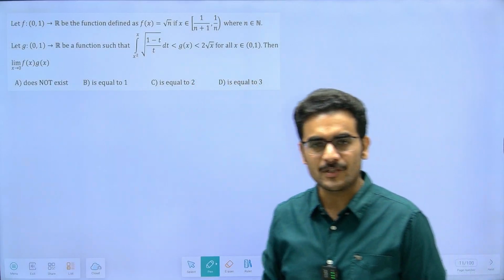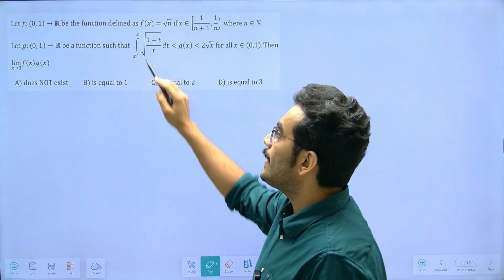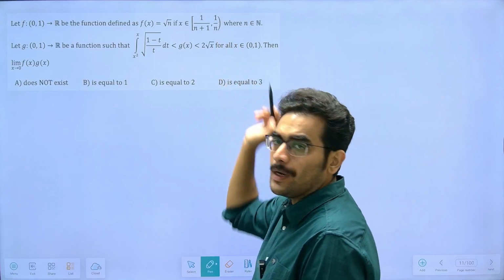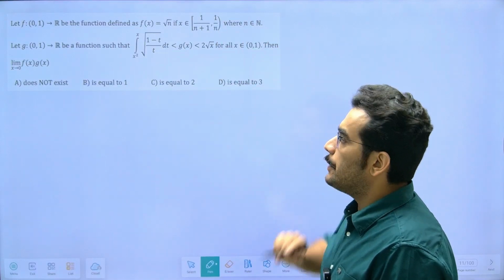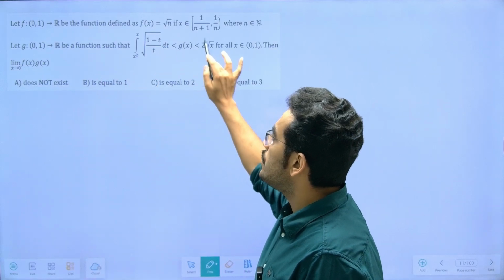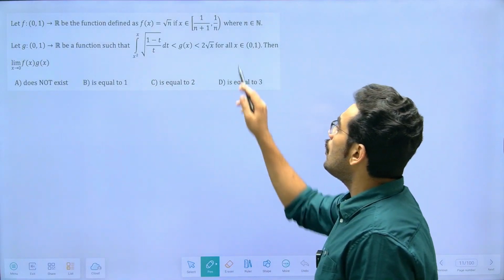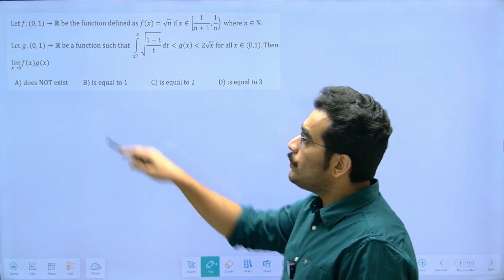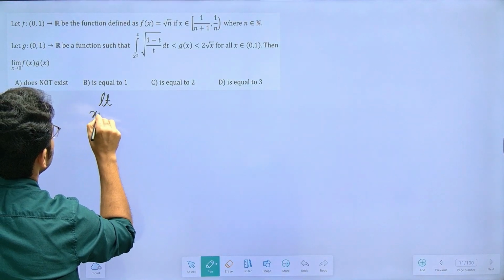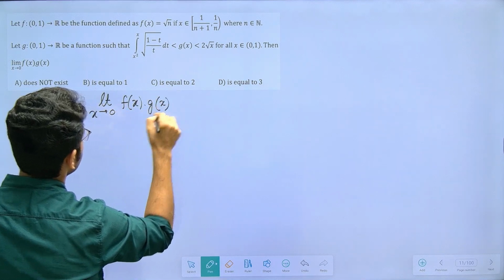Let's take this previous JEE Advanced question. It is saying let f: (0, 1] maps to R be the function defined as f(x) equal to root n if x belongs to (1/(n+1), 1/n], where n is a natural number. And g: (0, 1) maps to R be a function such that g(x) lies between 2 root x and this function, which is given in integral form, for all x between 0 to 1. Then we need to find out limit x tends to 0 of f(x) into g(x).